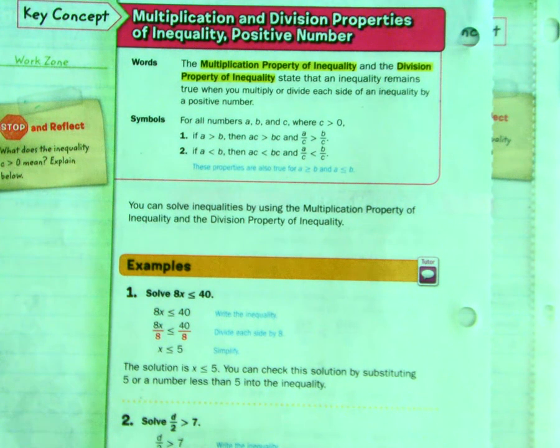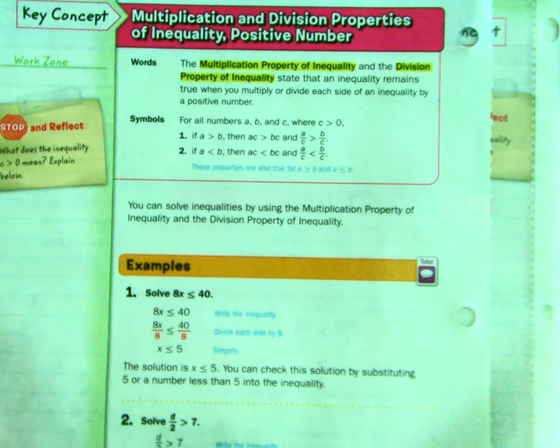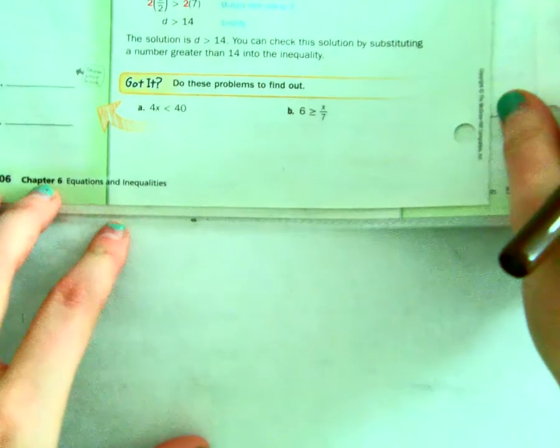The multiplication property of inequality and the division property of inequality state that an inequality remains true when you multiply or divide each side of an inequality by a positive number. So when we're multiplying or dividing by a positive number with an inequality, our same rules apply as if we had an equal sign. So example A, we have 4x is less than 40.